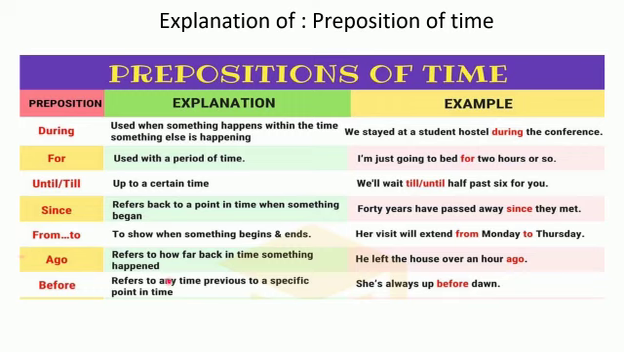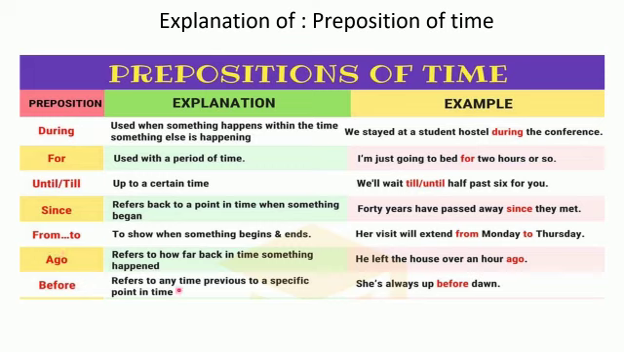Ago means something has happened already. Refers to how far back in time something has happened. He left the house over an hour ago. He has already passed away.